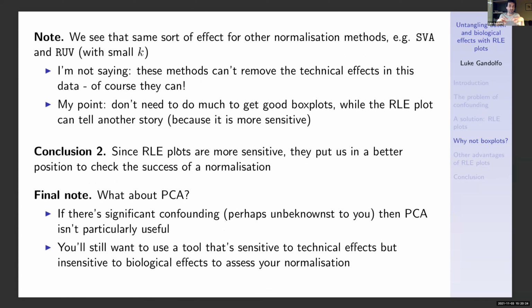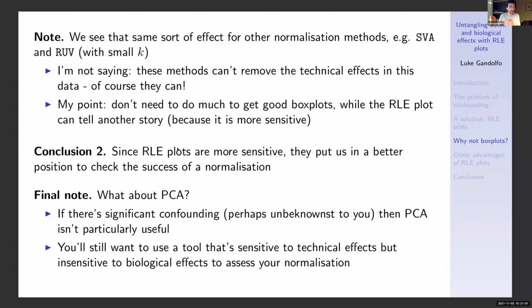So the thing is, we see the same sort of effect for other normalization methods like SVA or RUV. And I'm not saying that these methods can't remove technical effects in this data. Of course they can. You might just need to regress out more principal components, for example. My point is that you don't need to do much to get good looking box plots, while the RLE plot can tell another story because it's more sensitive. So since RLE plots are more sensitive, they put us in a better position to check the success of the normalization.